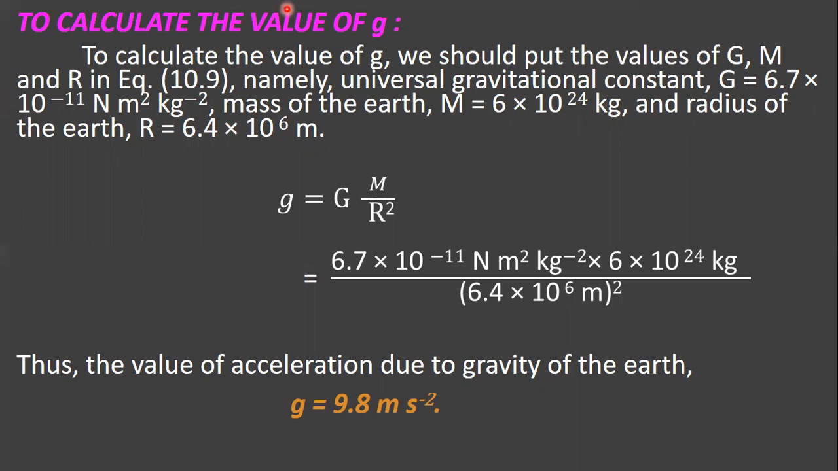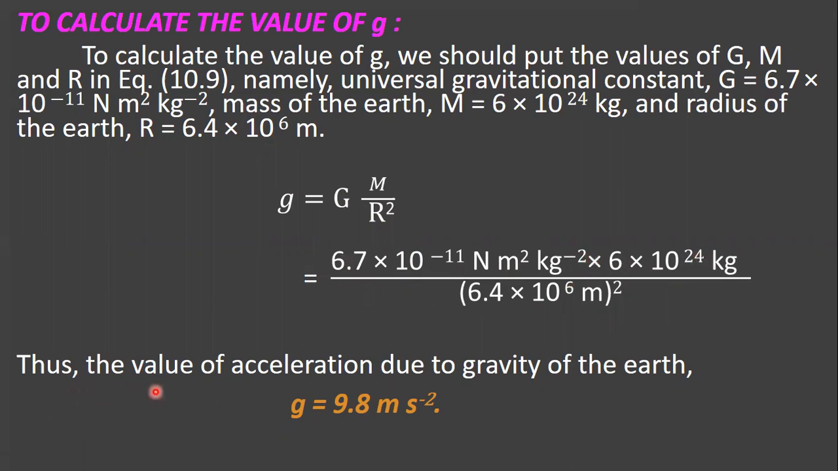Here see children, we have to calculate the value of g, and we should put the values of the universal gravitational constant and also the mass of the earth and radius of the earth in equation 10.9. That is g equals GM by R square. Now you substitute the values here children. g equals gravitational constant 6.7 into 10 raised to minus 11 Newton meter square per kg square, and mass of the earth 6 into 10 raised to 24 kg divided by radius of the earth, that is 6.4 into 10 raised to 6 meter whole square.